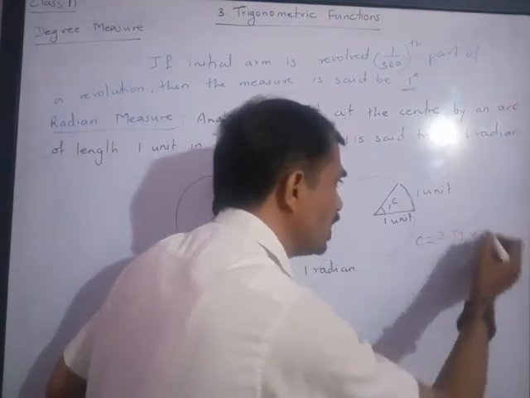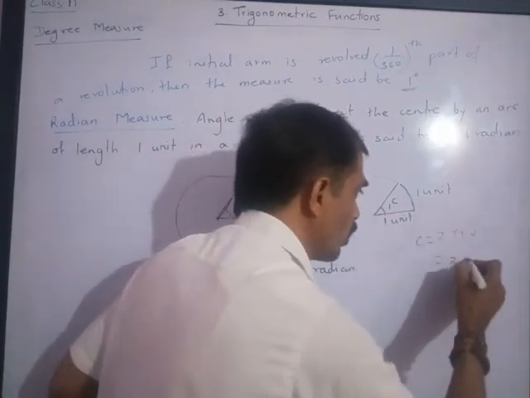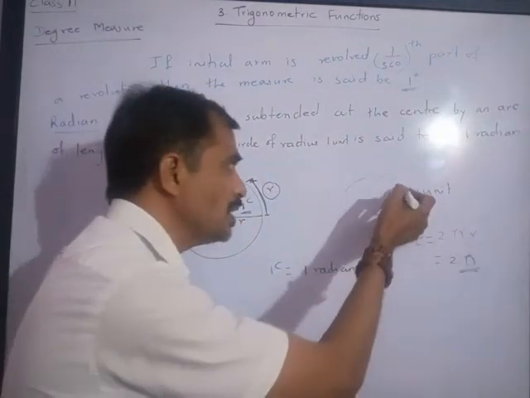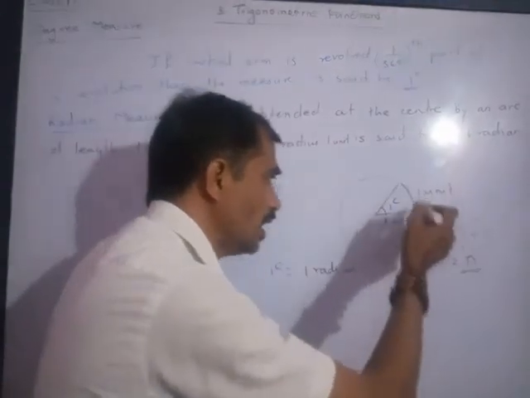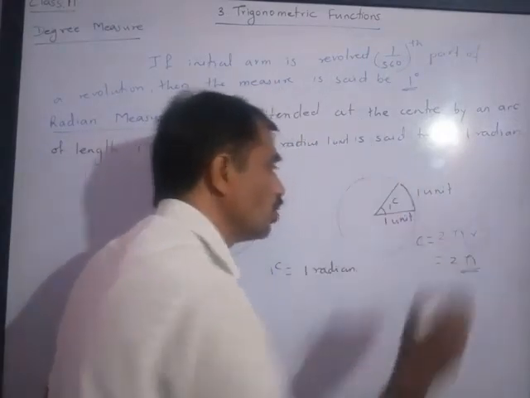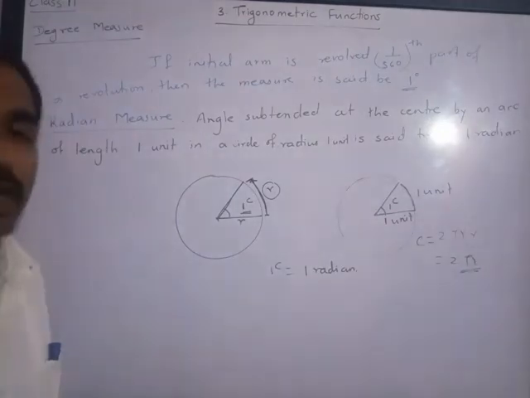2 pi r, radius is already 1, so this is equal to twice pi. Please try to understand. Now it means the total measure of the circle is 2 pi radians. So the total measure of the circle is 2 pi radians. In this case also you can try to understand.